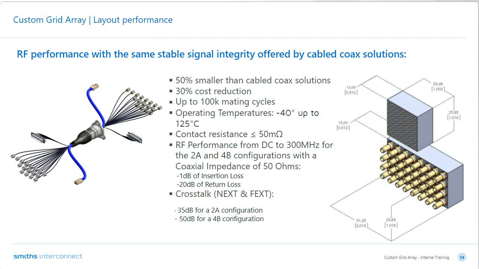Some of the benefits of choosing grid array over traditional coax solutions can be seen here. We can offer up to 50% reduction in size from coax solutions and up to 30% cost reduction from coaxial solutions, depending on performance requirements. These two benefits can be visually seen on the right with a grid array solution compared to a coaxial solution using our own products. Using different contact technologies, we can achieve high cycle life and extreme operating temperatures with stable DC, digital, and analog performance.